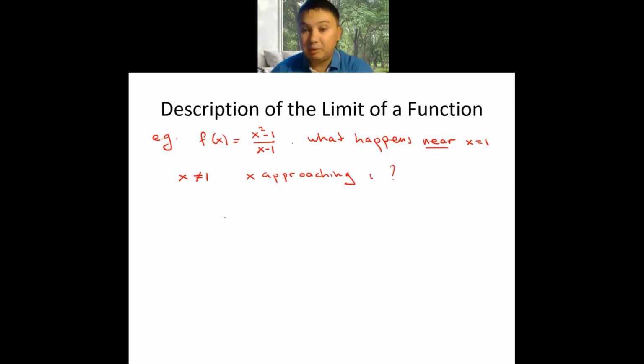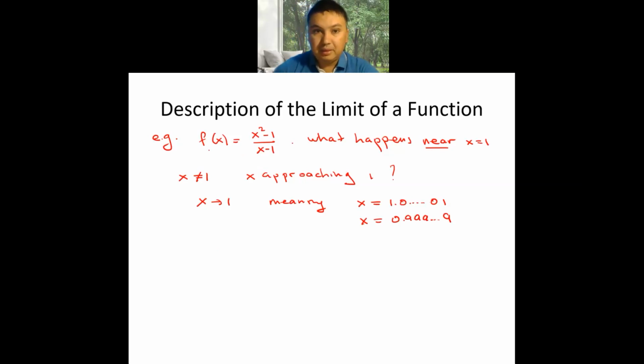It means x is getting very close to 1. It could be 1.000000001, or it could be x equal to 0.999999999, etc. So it's getting very close to 1, and the function is defined there, and we want to find out what f of x is near 1.